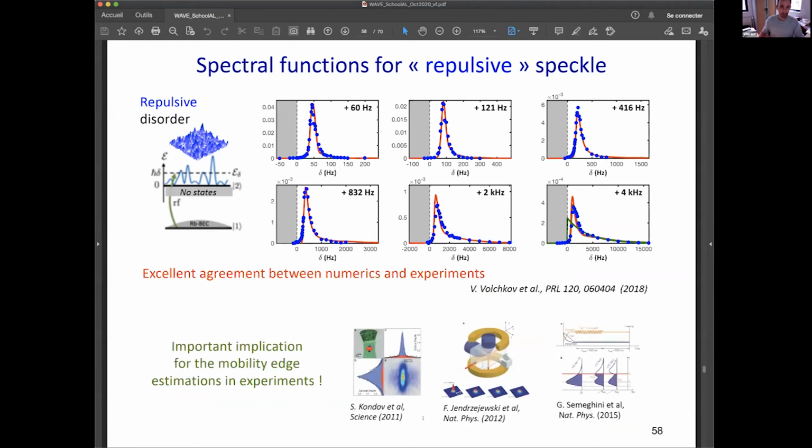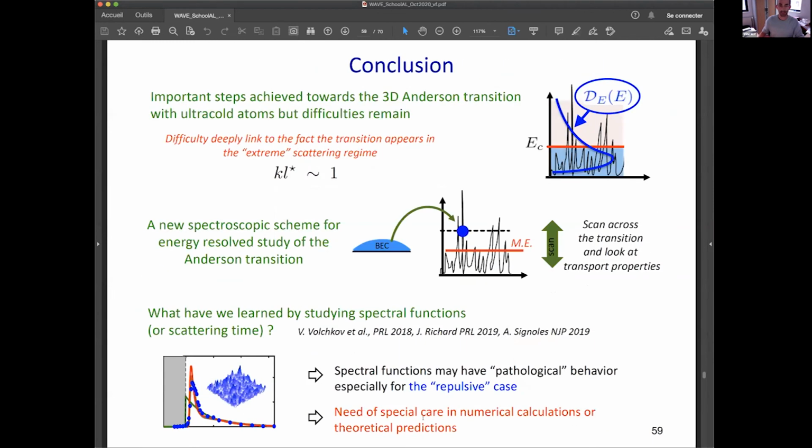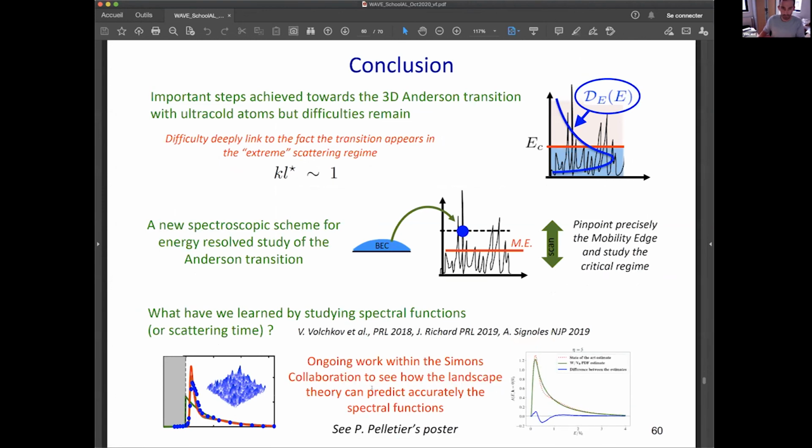And I finish with that, just because we are doing here within the Simons collaboration, just to tell you that, in fact, one of the subjects is to be able to make nice predictions of the spectral function. And we have great hopes to be able to do it with the landscape theory. And this is the work of the PhD thesis of Pierre Pelletier at the moment. And I will show you a preliminary result. But just to show you, the real one is something like that. There is a weird peak somewhere, which is the peculiar feature. And predictions are really promising at the moment, but this is ongoing work.